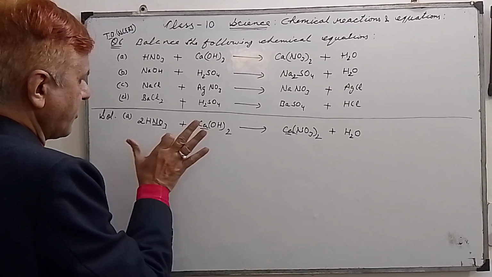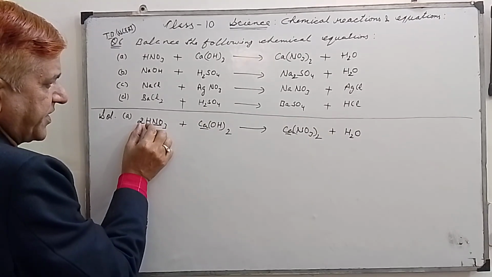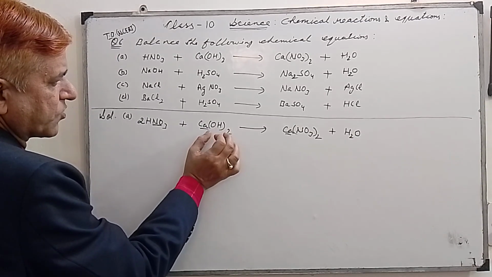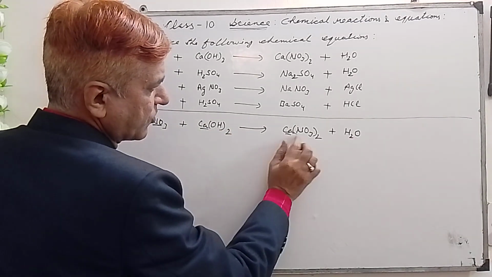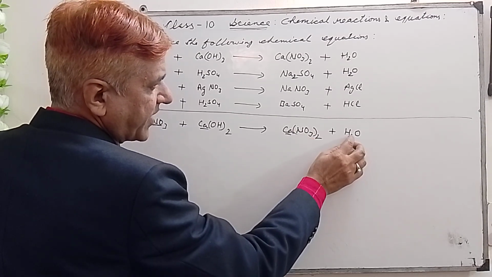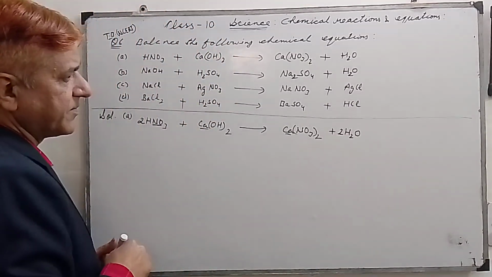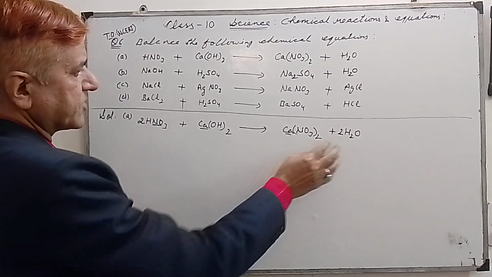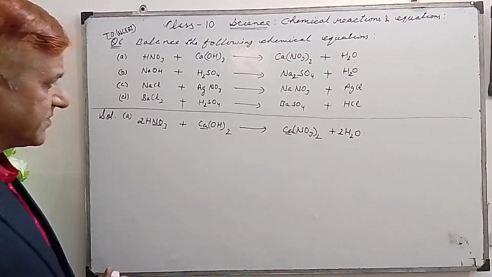Now come to hydrogen. How many hydrogens are there? 2 hydrogens here and 2 hydrogens here. So 2 plus 2, 4 hydrogens. And here in the products, there is no hydrogen in this compound, and there are 2 hydrogens in water. So we will multiply this by 2. So we now have 4 hydrogens in the products also. So hydrogen also got balanced.